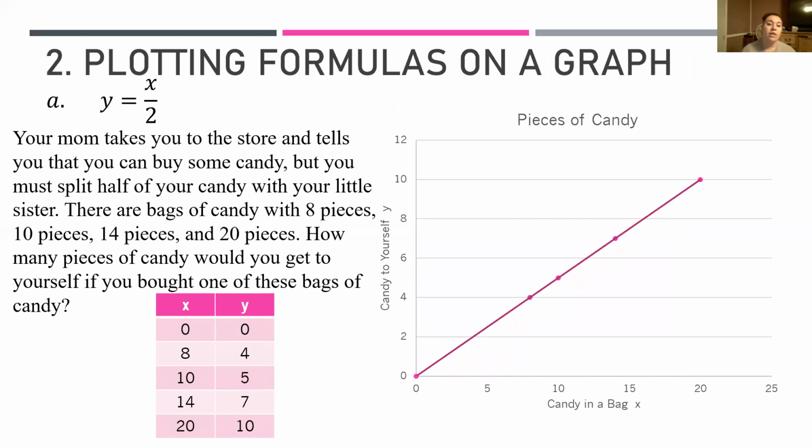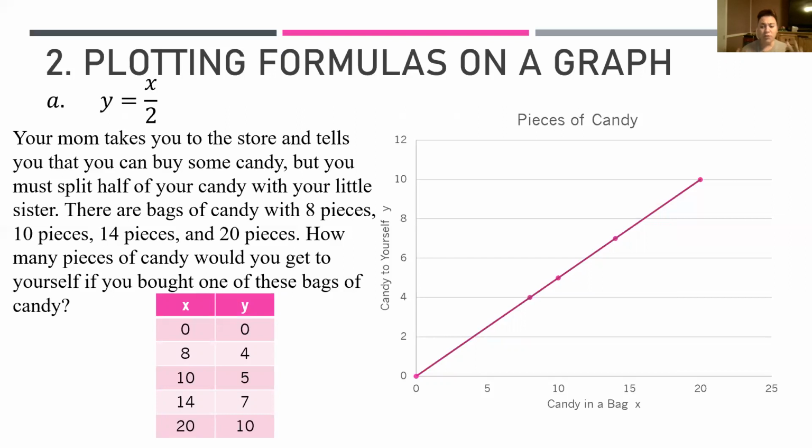Okay, so y equals x over 2. Your mom takes you to the store and tells you that you can buy some candy, but you must split half of your candy with your little sister. There are bags of candy with 8 pieces, 10 pieces, 14 pieces, and 20 pieces. How many pieces of candy would you get to yourself if you bought one of these bags of candy?